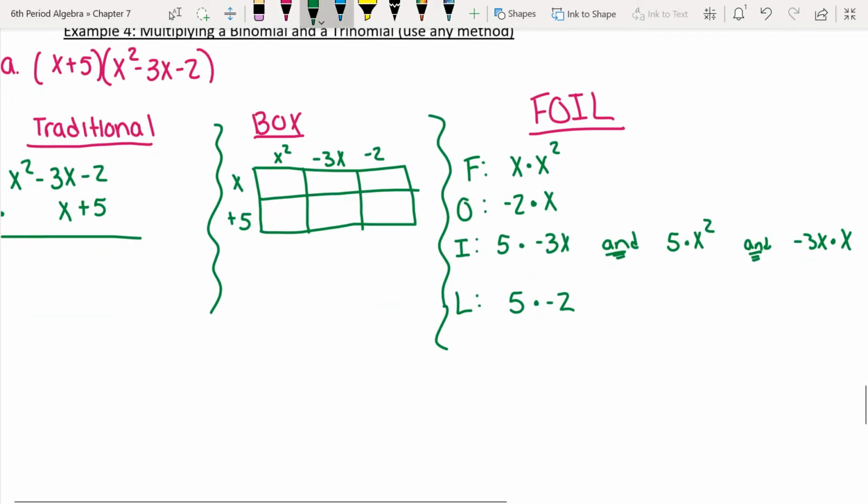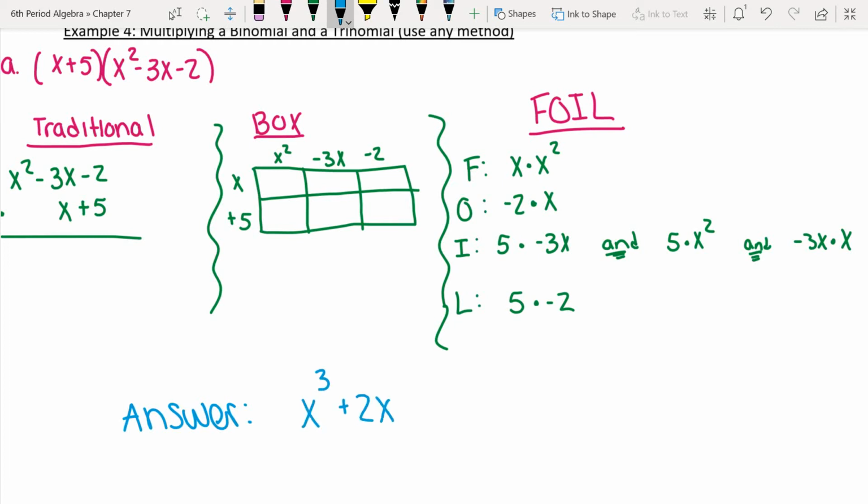Okay. So I'm not going to show the work for every single one because no matter which method you choose, you should be able to get the exact same answer. So I'm just going to show you what that should be. So your final answer on this one is x cubed plus 2x squared minus 17x minus 10.